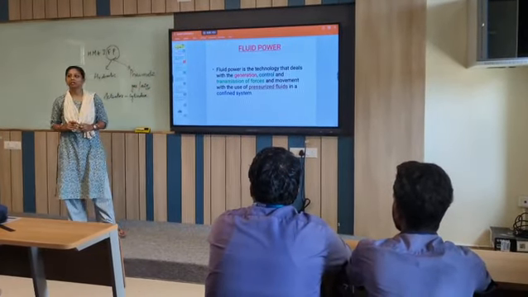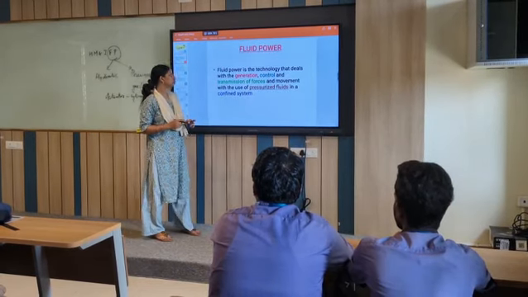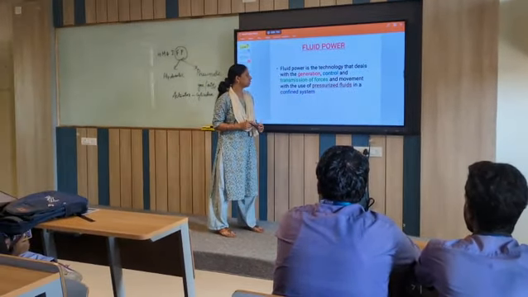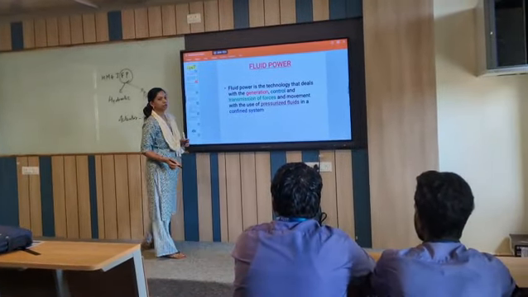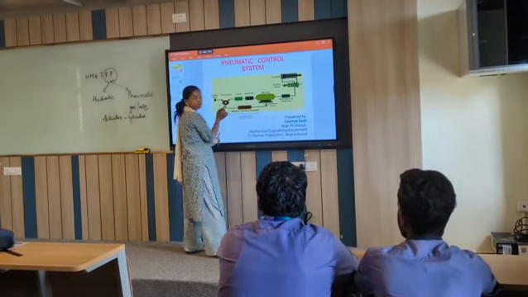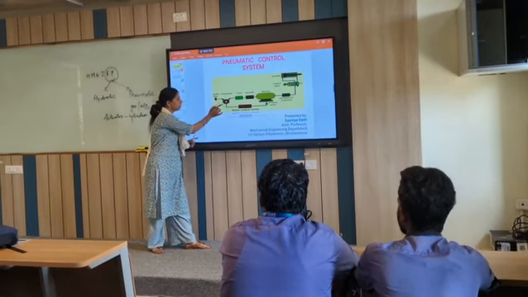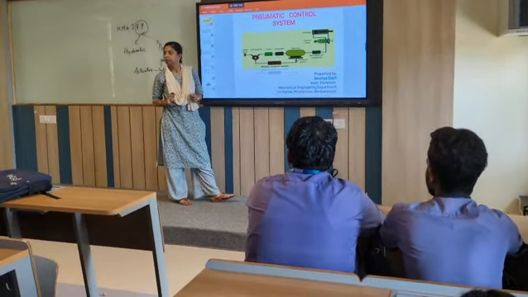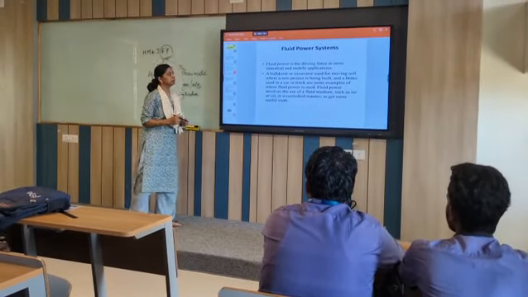So fluid power, what is fluid power? It is a technology that deals with the generation, control and transmission of forces with the use of pressurized fluids in a confined system. So where will this pressure come from? This pressure will be generated from here, from the compressor. Okay, clear? Now coming to the fluid power system.